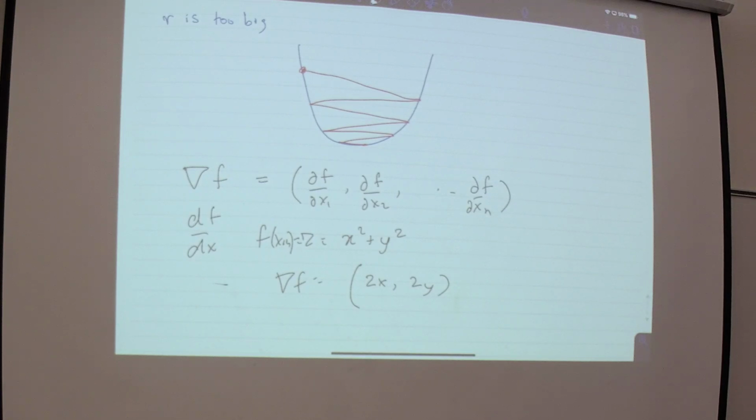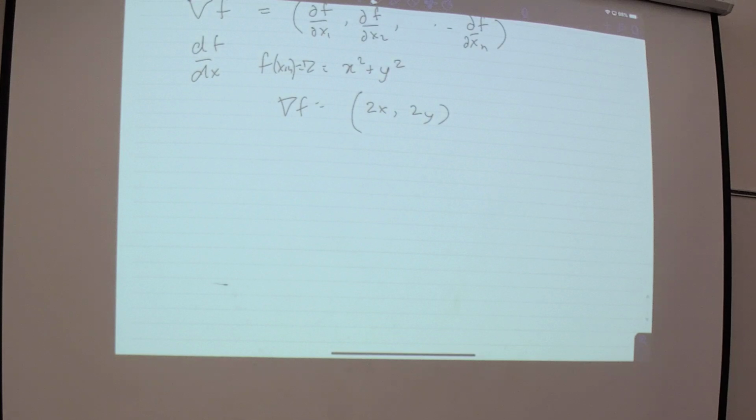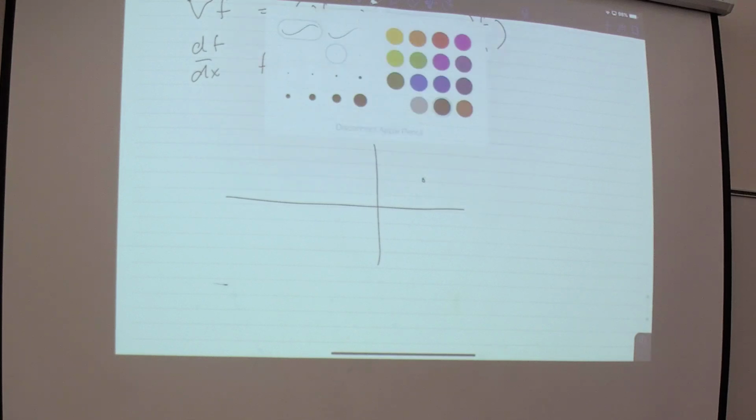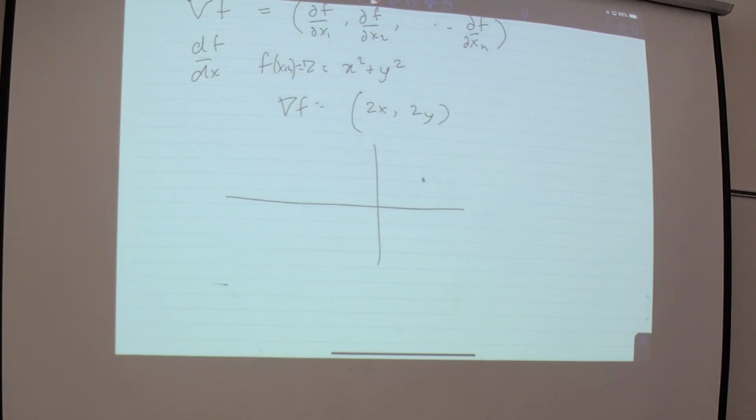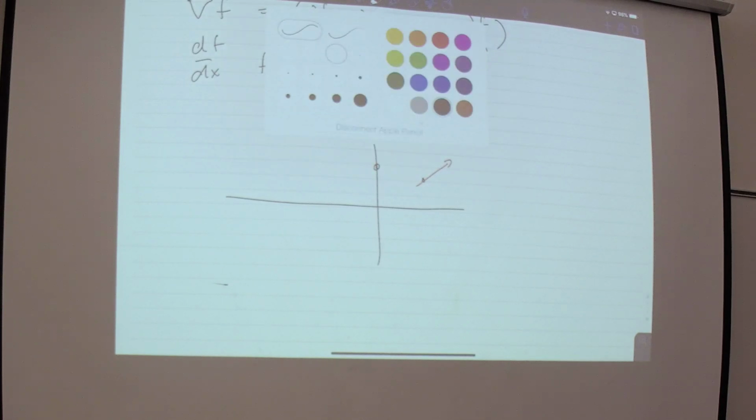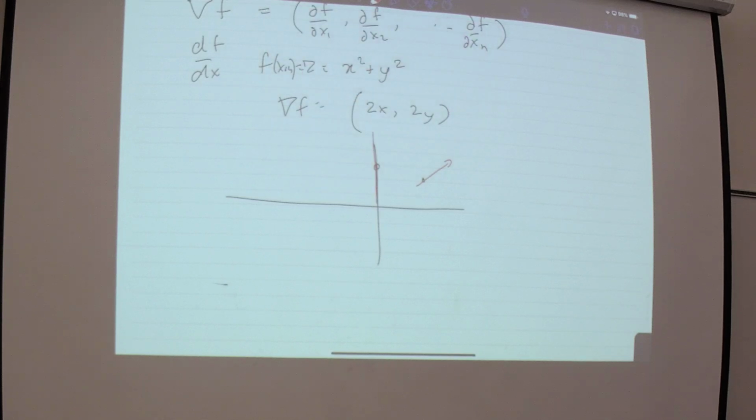So, for example, if I were to draw in the plane, what might things look like? At any point x, y, this would be what the gradient would look like. If I had a point here, the gradient would look like this. If I had a point here, the gradient would look like this.